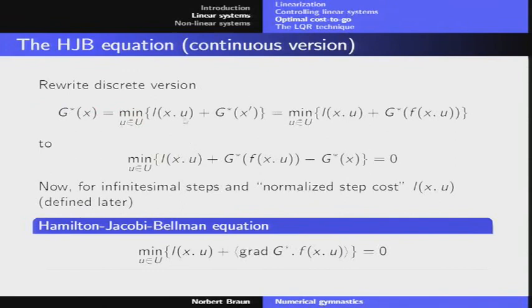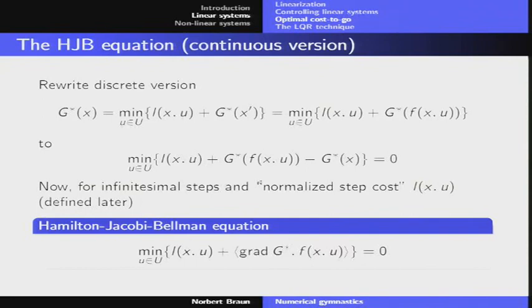Now we need to take this discrete version and turn it into something continuous. So exactly. For the first step, we take the discrete version and rewrite it. Now this g of x doesn't depend on the action, so we can take it inside the minimum. We replace this x prime by the transition equation, and then we end up with this equation still discrete, and this motivates that the continuous equation might look like this.